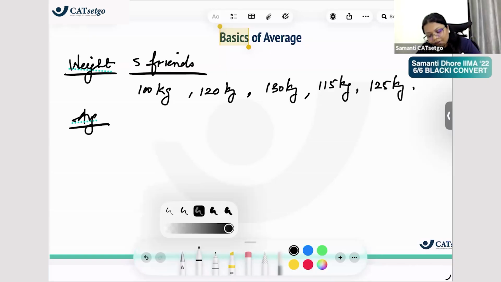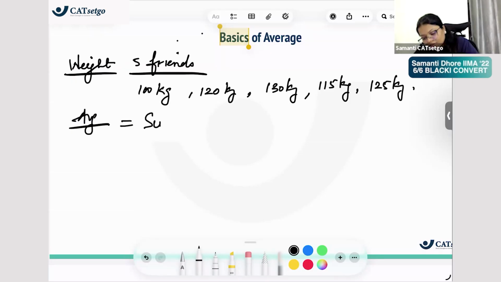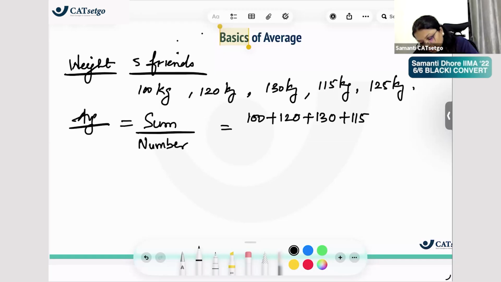What is the average then? How do you find the average weight of these people? Yes, sum of observations divided by number of observations. Right? Very good. So 100 plus 120 plus 130 plus 115 plus 125 divided by 5.